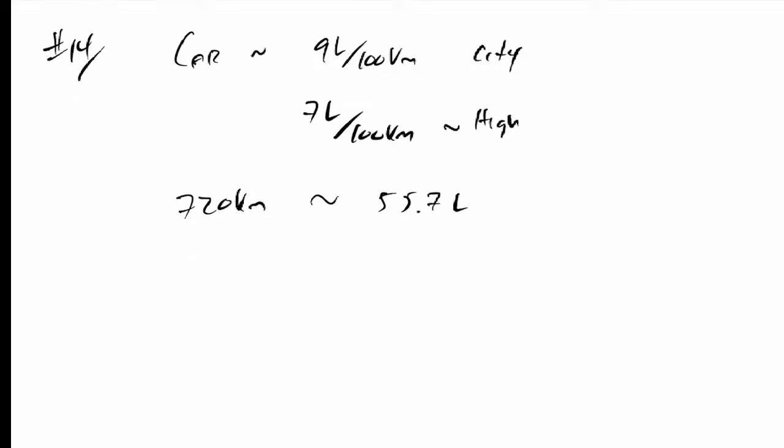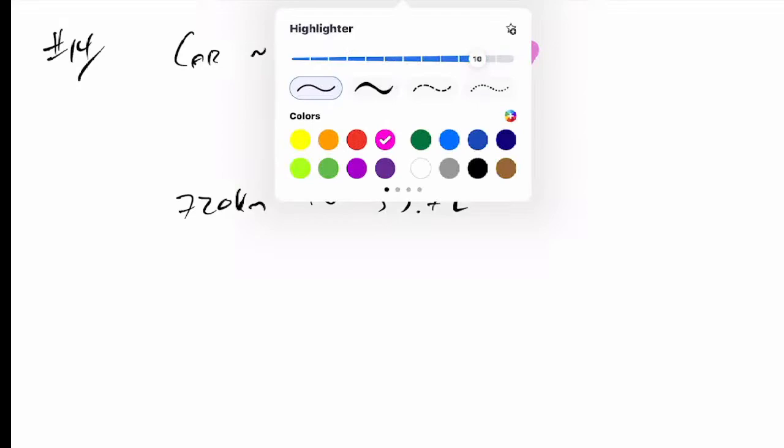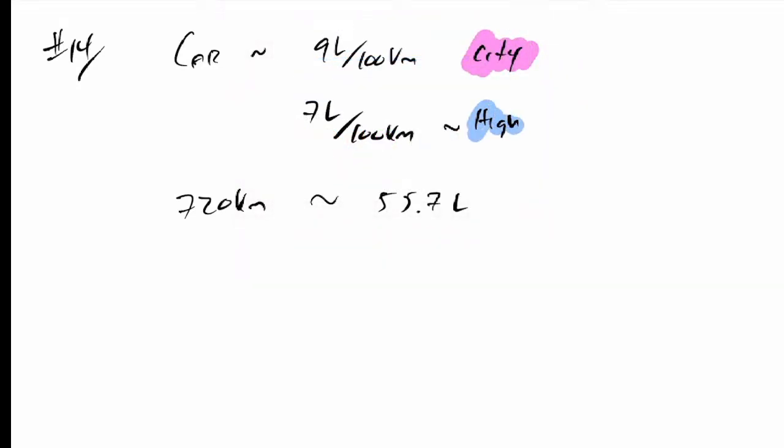So for number 14 here, you've got a car driving different things, right? So in the city here, you're going to use up more gas. You're eating up 9 liters per 100 kilometer, whereas driving on the highway, you're accelerating less, in which case you're using less liters per 100 kilometer. So you know in this question that you go on this trip, and the 720 kilometer trip eats up 55.7 liters. So the idea here is you want to set up an equation to solve this.